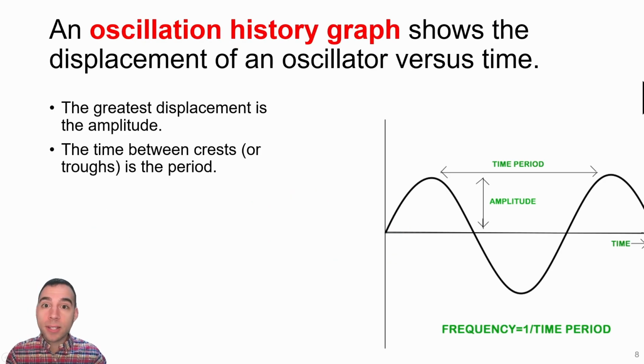And we're going to gain practice drawing these oscillation graphs which track the displacement of an oscillator versus time. We call these history graphs. And you can extract out the amplitude and the period from these graphs.